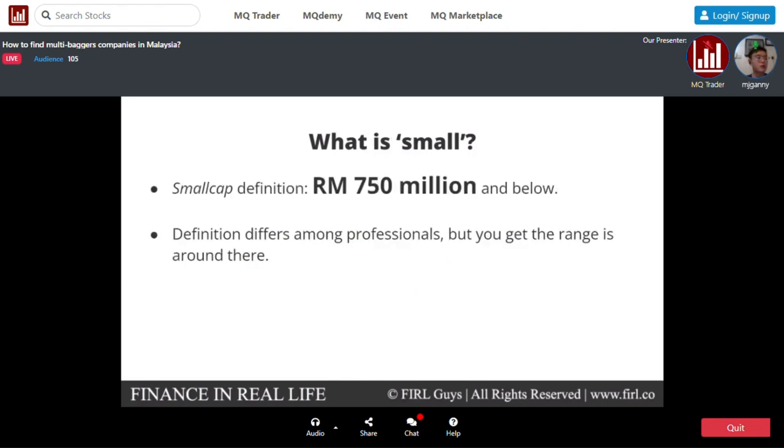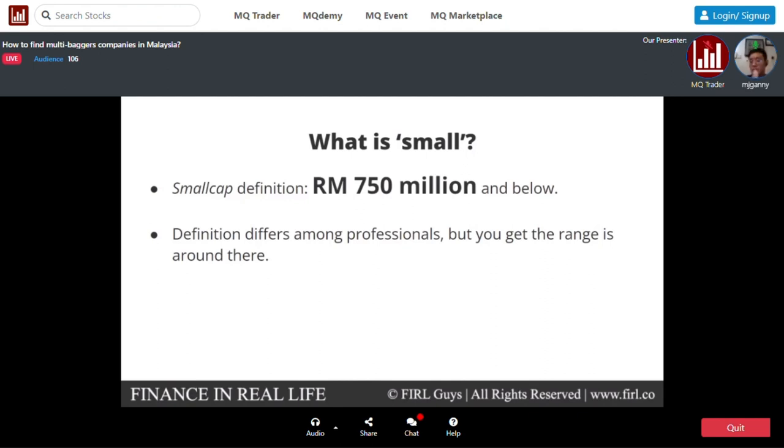So then you might ask, what is the definition of small? What exactly is small? Now, really, it depends on who you ask. People will give you different answers. But the accepted definition is 750 million ringgit. So if a company is trading below 750 million ringgit, it is defined as small or small cap, we call it. And that should be your first radar signal when you're screening or searching for companies. This is one threshold.